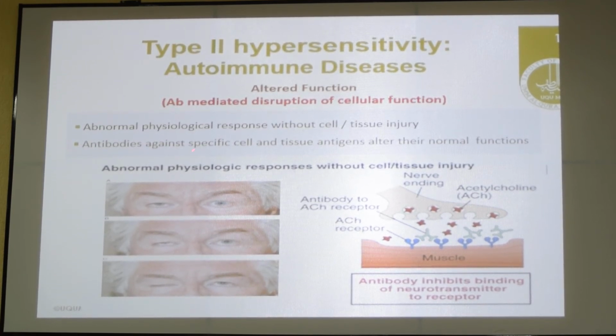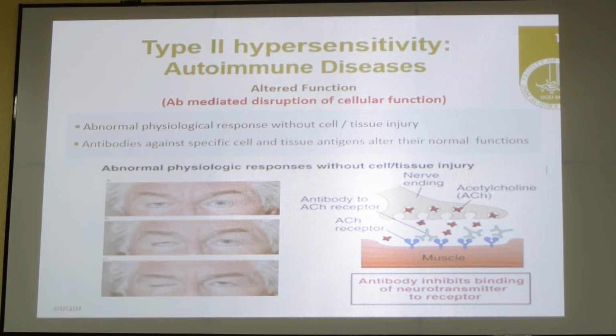And gradually as the day passes, at the start of the day the patient is okay, but gradually you can see his eyes start to droop. Muscle weakness, because there is no acetylcholine to give the signal for the muscles to work properly. Gradually the patient's muscles weaken. That's the disease, myasthenia gravis.